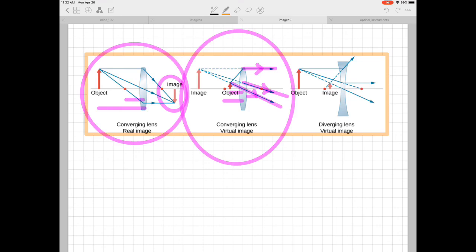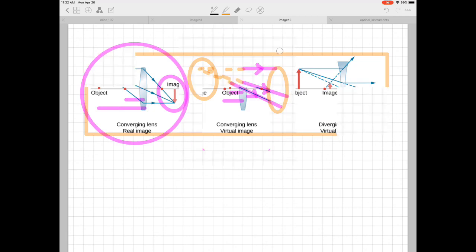It's just that because of where the object was located, those rays didn't bend enough for there to actually be convergence. And so what you have to do is trace those rays back, and you're going to get a virtual image. And this is basically what happens when you have a magnifying lens. You place the object just inside the focal length of your converging lens. You place your eye over here, and you see a magnified upright image.